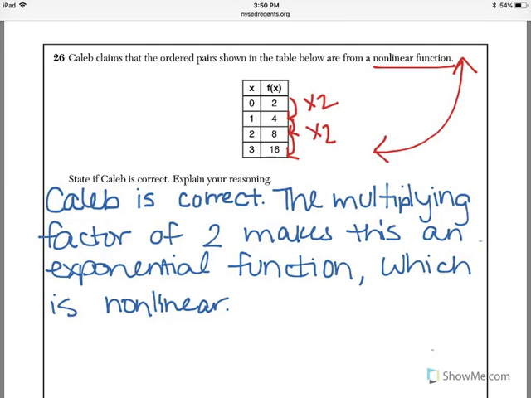One way that you could explain how Caleb is correct is that you could say the multiplying factor of 2 makes this an exponential function, which is nonlinear. You could also say that in order to be linear, it would have to be consistently adding the same number each time, and that's not happening, so obviously it's nonlinear.